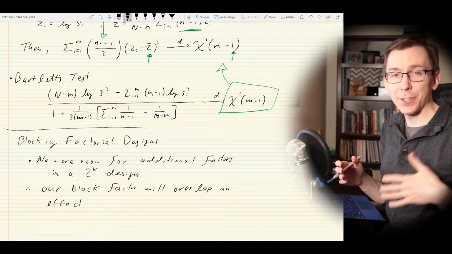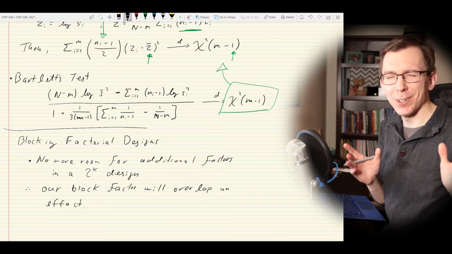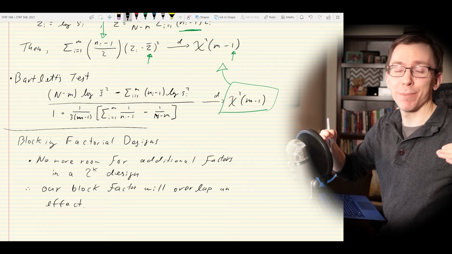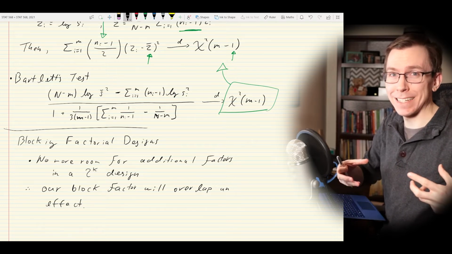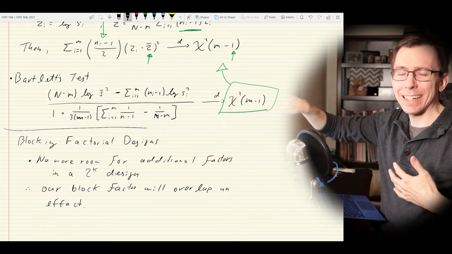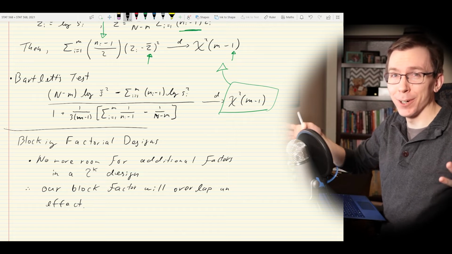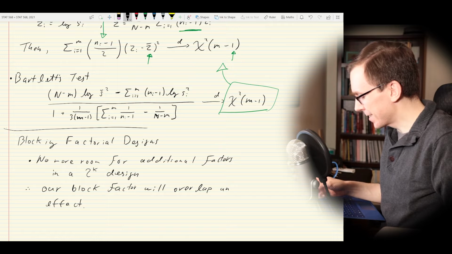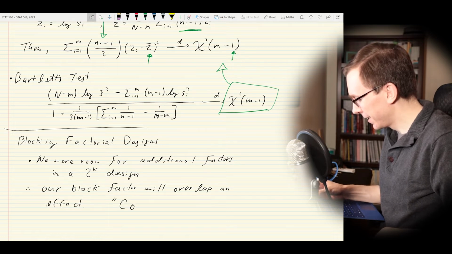That could be an interaction effect. It could be a main effect. We typically don't want it to overlap any main effects because, again, assuming the hierarchy principle, the main effects are the most important things to test. All of those high order interactions, probably not interesting. So we can overlap one of those with a block factor. And this is called confounding.